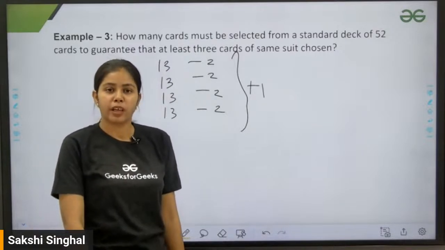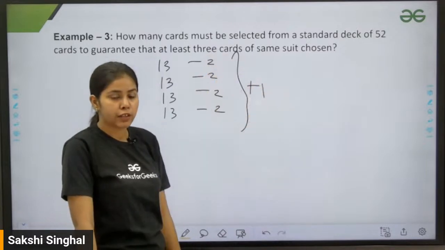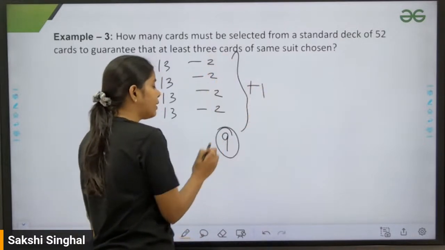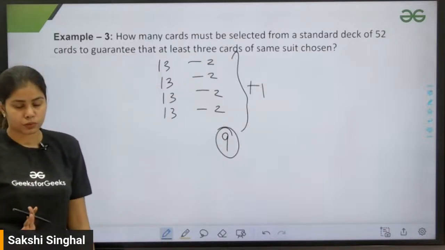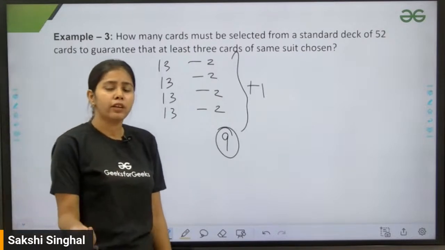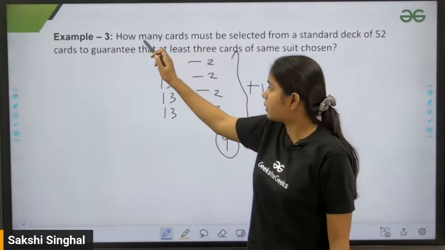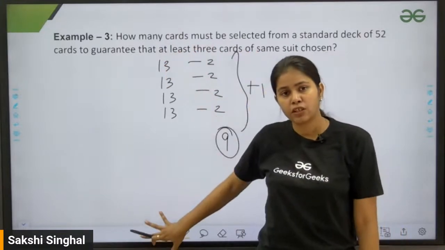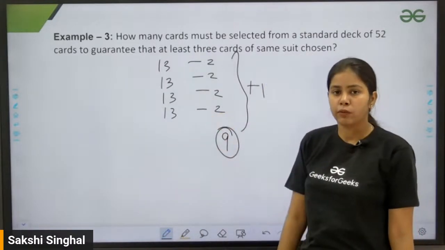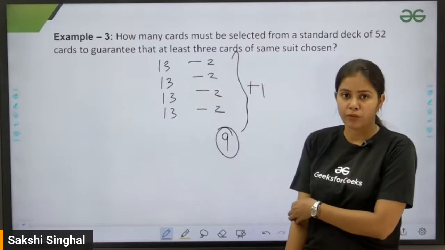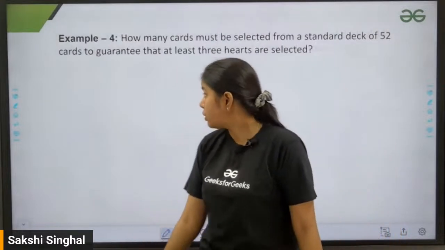That would make sure that at least 3 cards of the same suit are chosen. So that means in total I have to pick 9 cards so that I can make sure that at least we have 3 cards of the same suit. Right. And now you cannot write 10, 12, 13 because they are asking how many cards must be selected. So this number of cards should be selected. Less than that doesn't work. Greater than that it would work, but we want the minimum number of cards. Right. So let me know if there is any confusion.